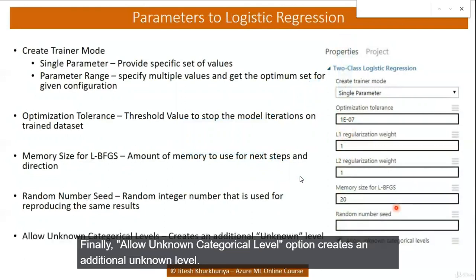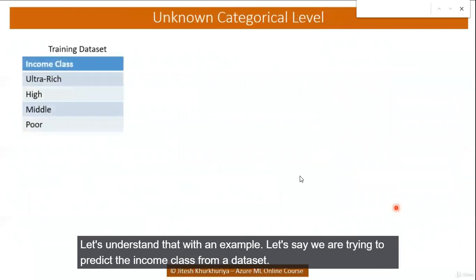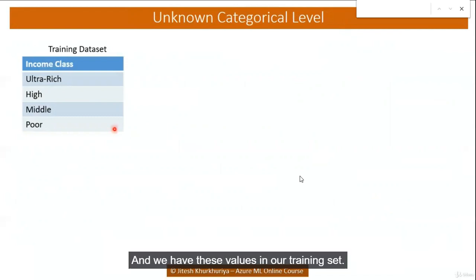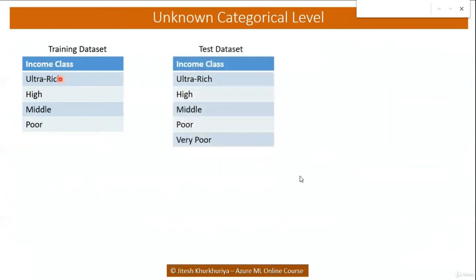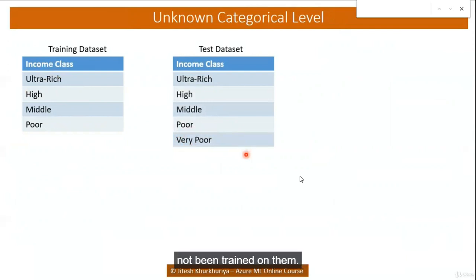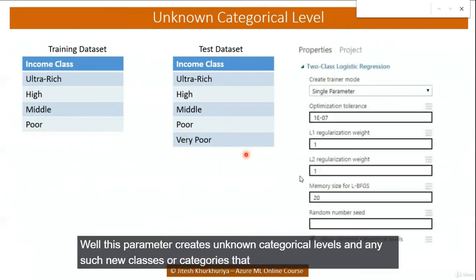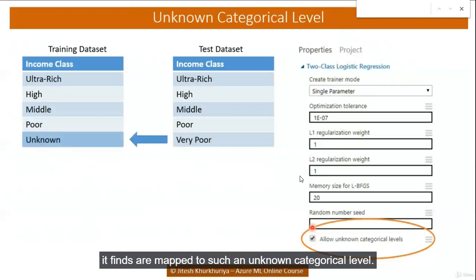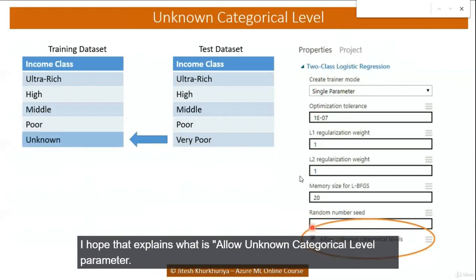Finally, allow unknown categorical level option creates an additional unknown level. Let's understand that with an example. Let's say we are trying to predict the income class from a data set and we have these values in our training set. But when we try to test the model, we find that we may have some additional class and our model has not been trained on them. So what do we do? Well, this parameter creates unknown categorical levels, and any such new classes or categories that it finds are mapped to such an unknown categorical level. I hope that explains what is allow unknown categorical level parameter.